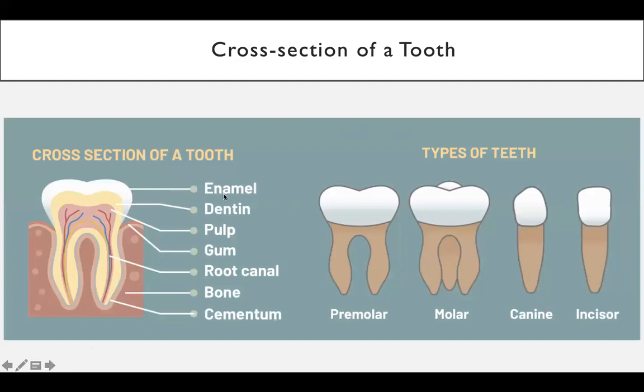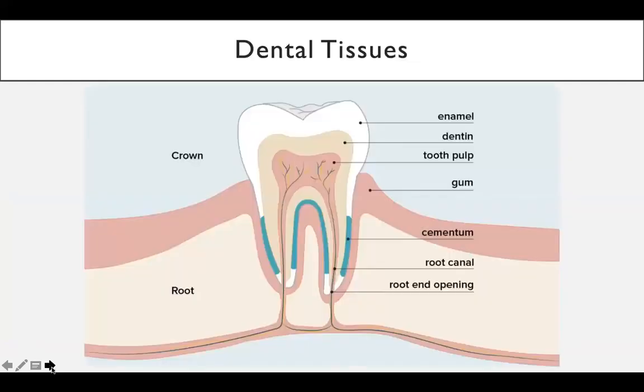Okay, and then cross section of tissues again: enamel, dentin, pulp, gum, root canal, bone, alveolar bone, and this bluish cementum. The whole thing cements the teeth in the socket of alveolar bone. Okay, so incisors, canine, premolar and molar. Okay, perfect. So again, another broad view. Here you can see this is cementum.